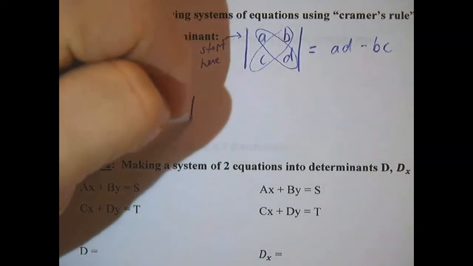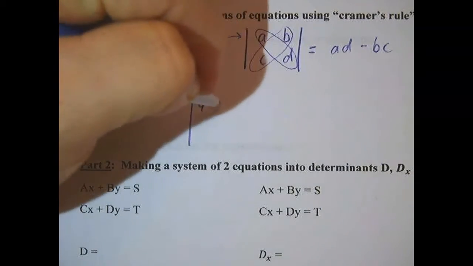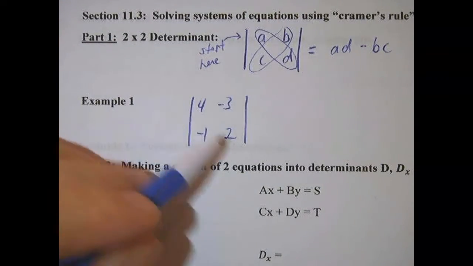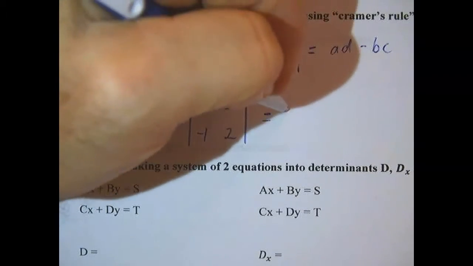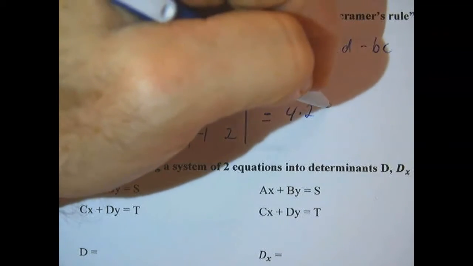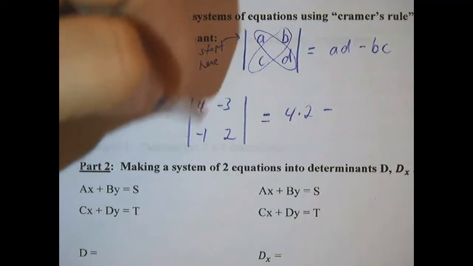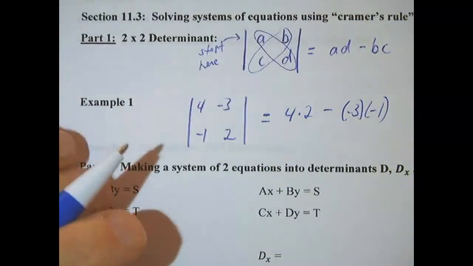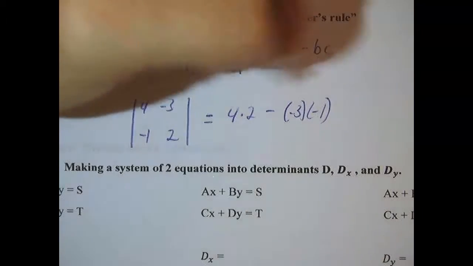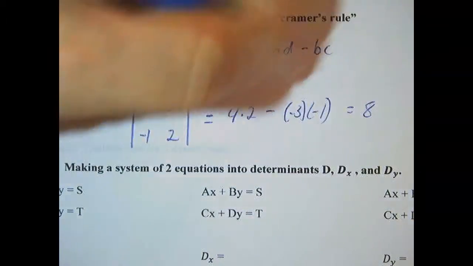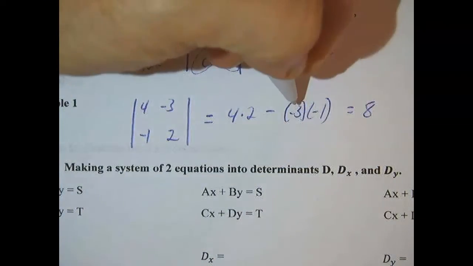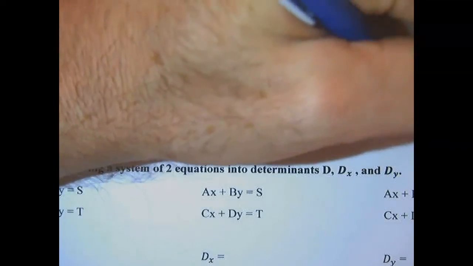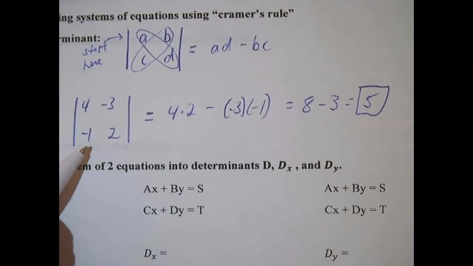Okay, let's look at an example. Let's say we had the 2x2 determinant 4, -3, -1, 2. We multiply 4 times 2, minus -3 times -1. I'm going to use parentheses for those negatives so that we don't get confused. So this would be 8 minus 3, since 3 times 1 is 3, which is 5. The value of this determinant is just 5.